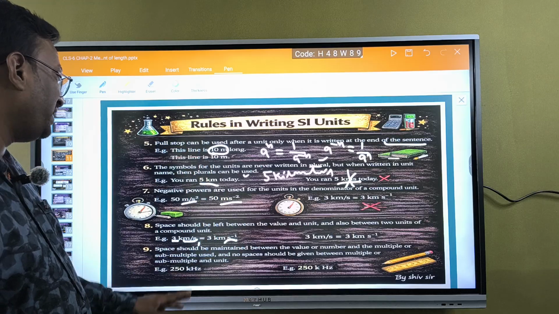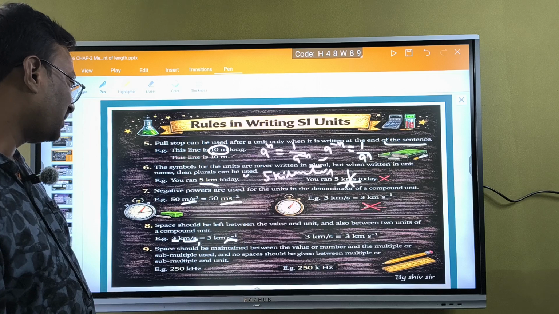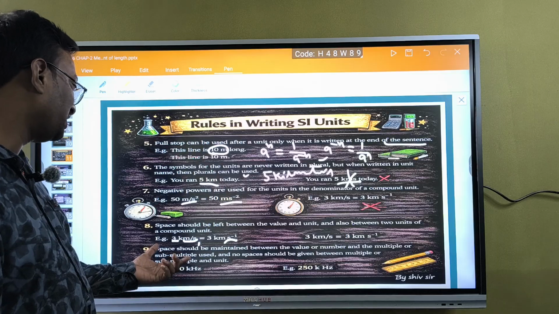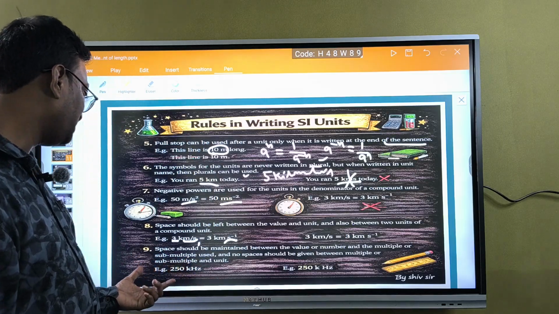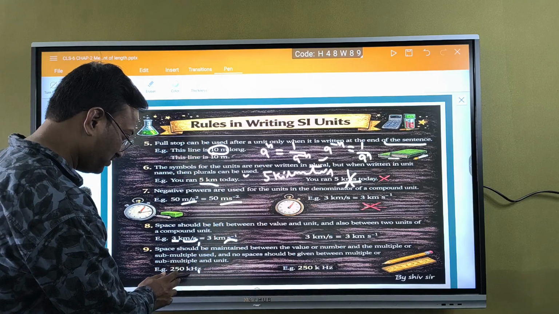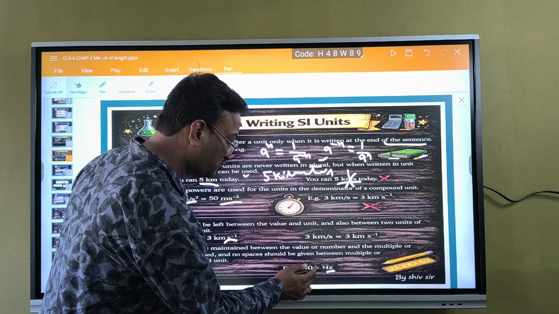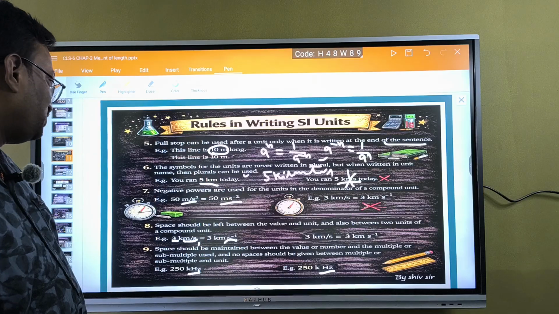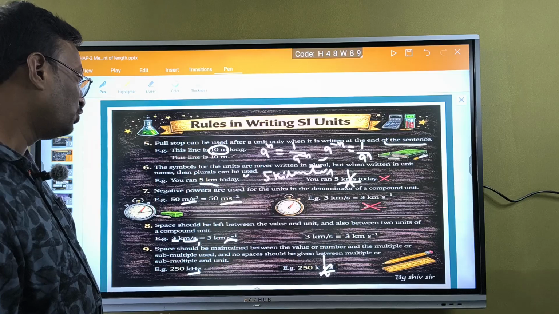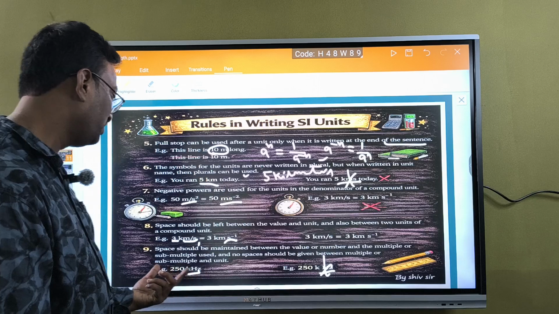Okay, space should be maintained between the value or number and the multiple or submultiple used, and no space should be given between the multiple or submultiple and the unit. See example, 250 kHz, kilohertz. So there should not be a space between k and Hz, so writing it with a space is wrong. Space should be maintained between the value or number and the multiple or submultiple, and no space should be given between the multiple or submultiple and a unit. In between the units there should not be space.